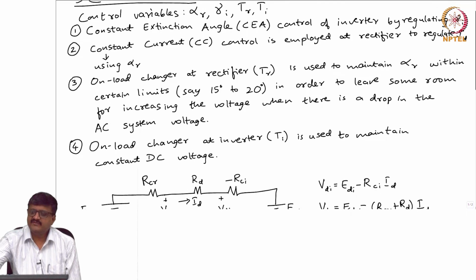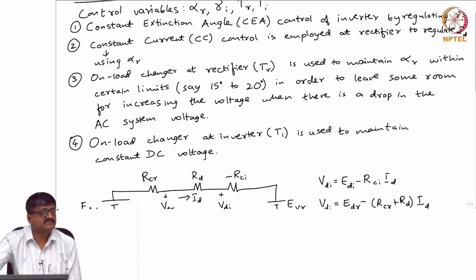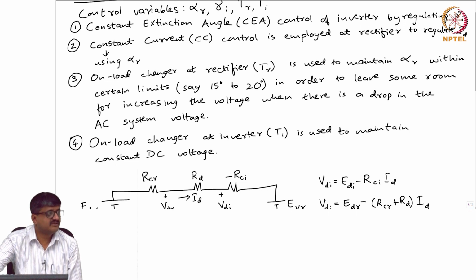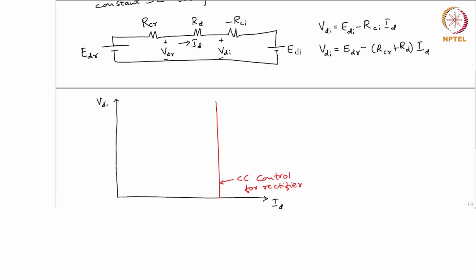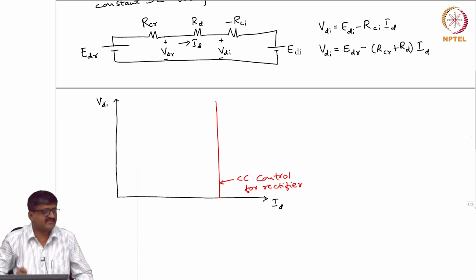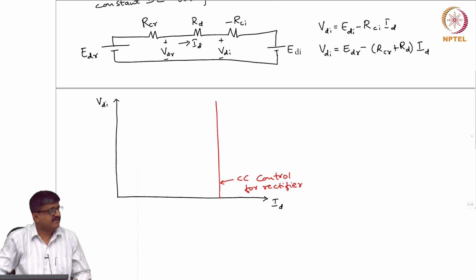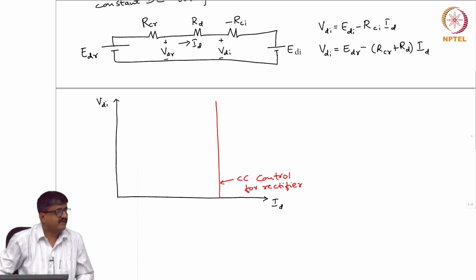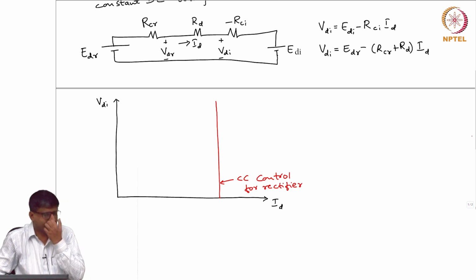So, gamma I is actually constant extinction angle. So, gamma I is constant. If gamma I is constant, then what will be the steady state characteristics in this graph? Say, in this graph, VDI is plotted as a function of ID. So, what will be the constant extinction angle characteristic in steady state?